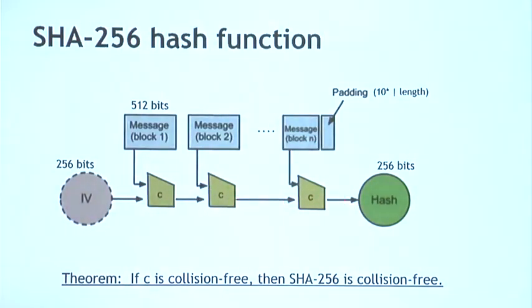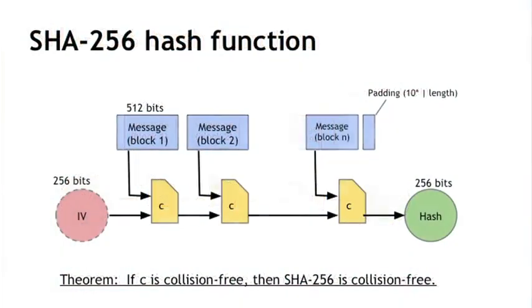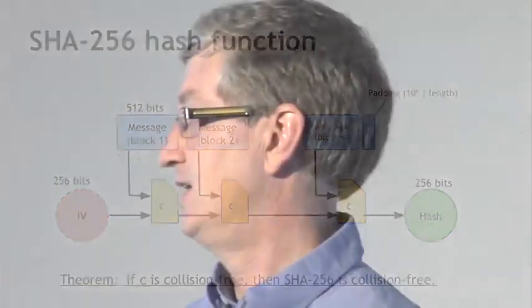When you get to the very end, you have consumed all of the blocks of the message plus the padding. The result is the hash, a 256-bit value. And it's easy to show that if this function C, the compression function, is collision-free, then this entire hash function will also be collision-free. The other properties are a little bit more complicated, so I won't talk about them here.